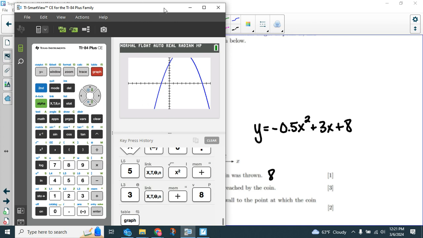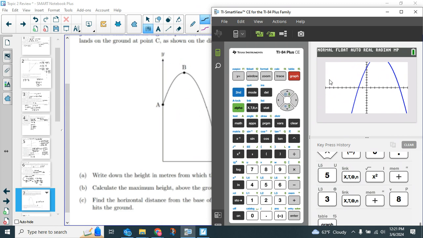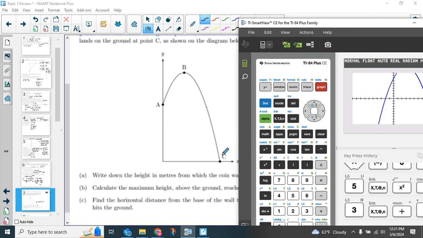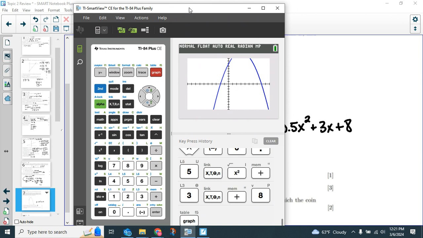All right, but the graph that it gives us uses the y-axis as like the office building wall, right? And we don't care about going below the ground because when the coin hits the ground, it doesn't magically teleport through it, right? It stops.